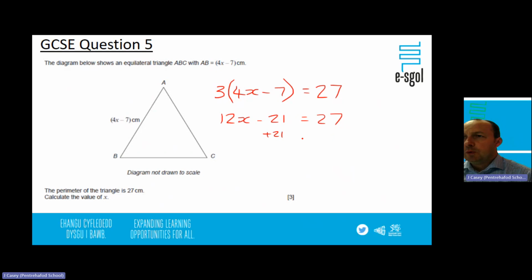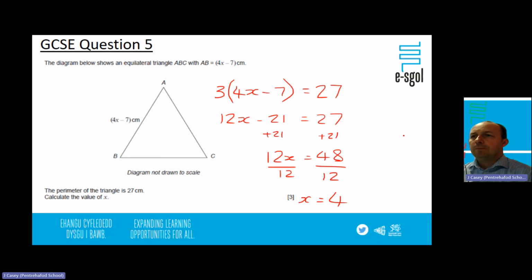I'm going to add on 21 to both sides. So add 21 to both sides. That gives me a value of 48. And then divide by 12 on both sides. Divide by 12 on both sides. That gives us a value of x being 4.